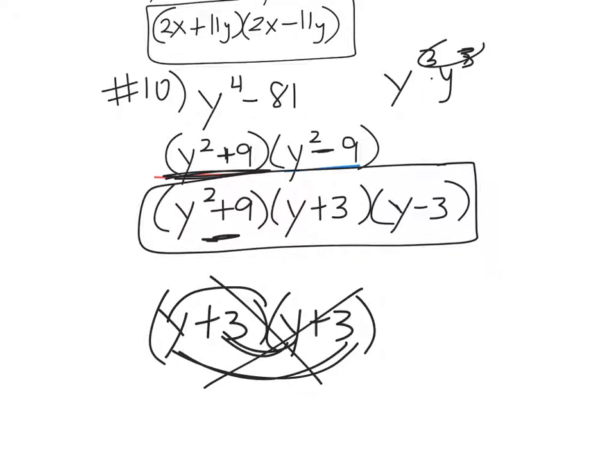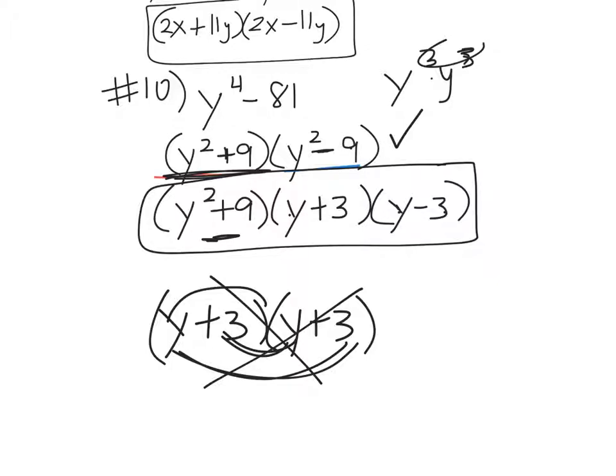What about the other? This one is the difference of two perfect squares. So it's y times y, and then negative 9 is positive 3 times negative 3. I don't understand why you couldn't have left it. I don't know, because it's not done yet. You can still factor.